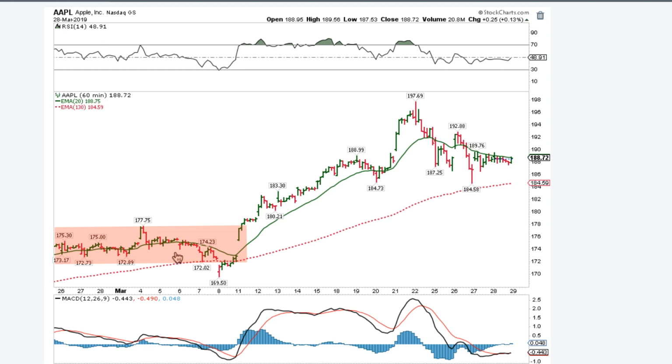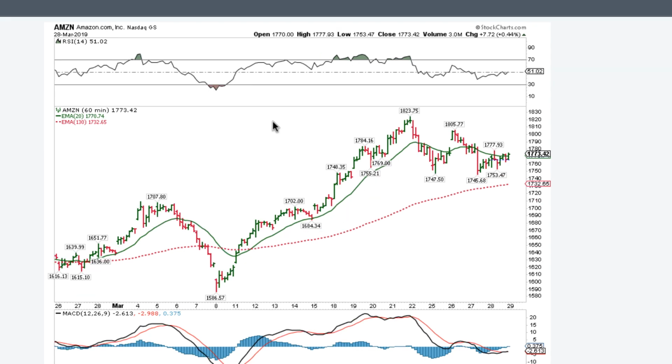In this example, Apple was moving sideways and basing for more than 2 weeks and finally started to break out above 177.75. The fact that it based for as long as it did gave us a high probability that the moving averages and price action would continue to trend higher over a number of days. We can see the same thing with Amazon. Amazon started trending, broke above this level here, 1707, and started trending for over a week before peaking, as we could see with RSI beginning to move sideways.